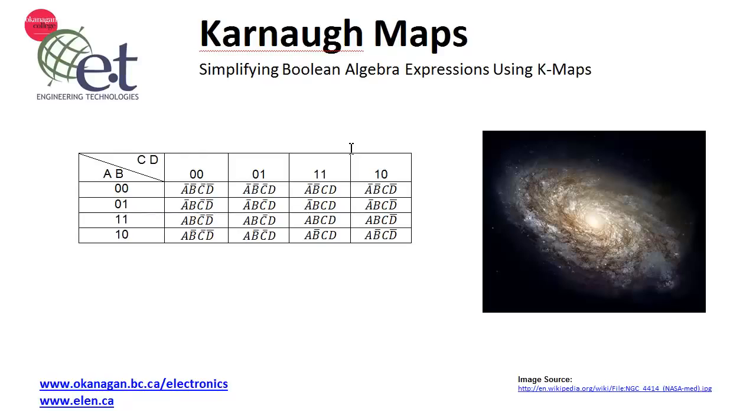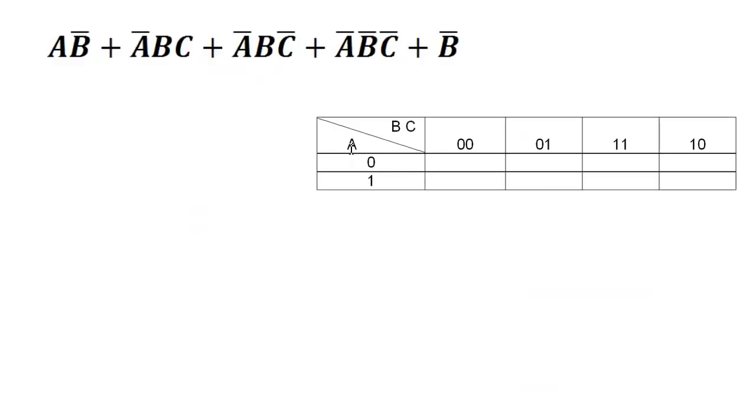In this video, I want to talk about how to simplify Boolean algebra expressions using K-maps. Now, in another video, I showed you what K-maps are and how to use them, but in this video, I specifically want to show you how to go from a Boolean algebra expression to the simplified form of the Boolean algebra expression using K-maps. So here's a Boolean algebra expression that we want to simplify and an associated K-map that we want to fill in.